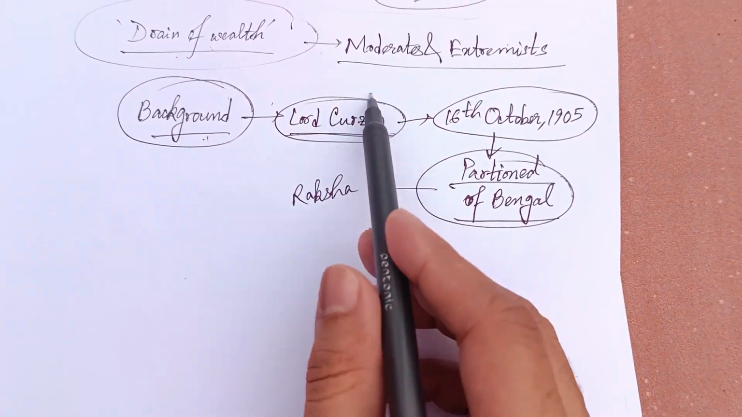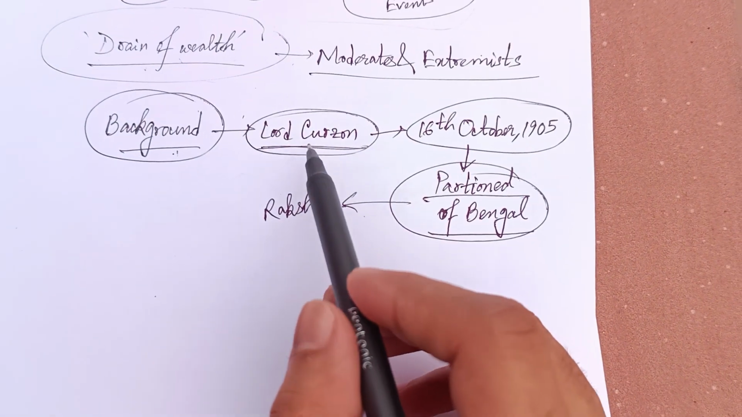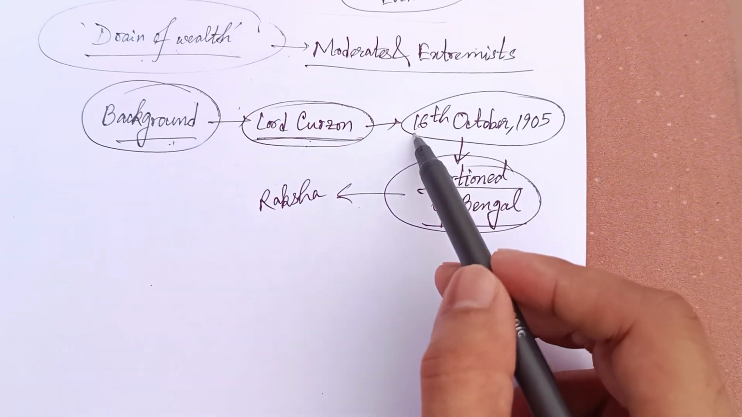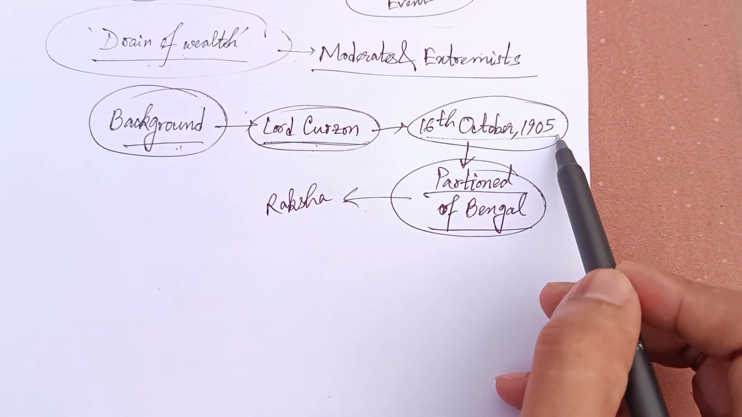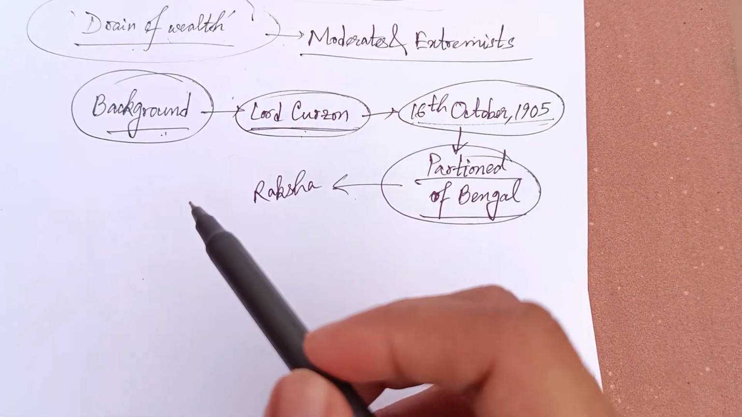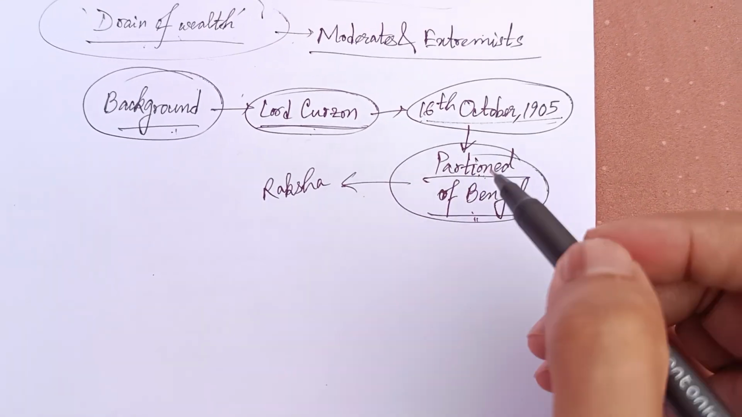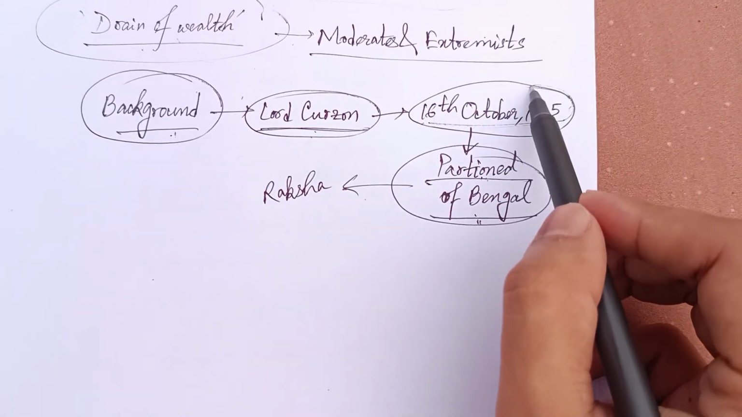At that point of time, Lord Curzon was the Governor General of India. What he did was the partition of Bengal on 16th October 1905, because he wanted to separate the leaders. He divided Bengal into two parts, East Bengal and West Bengal. The partition of Bengal was remembered as the day of mourning. So this is an important date which you need to remember.